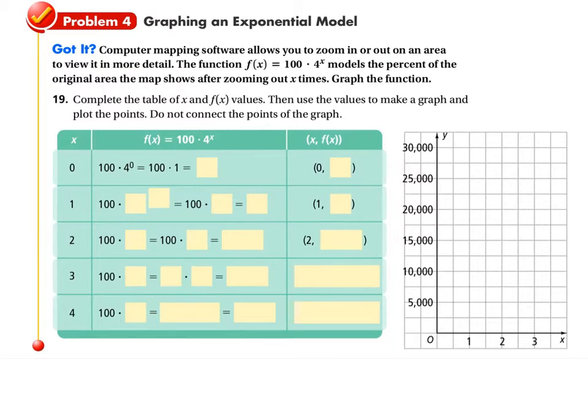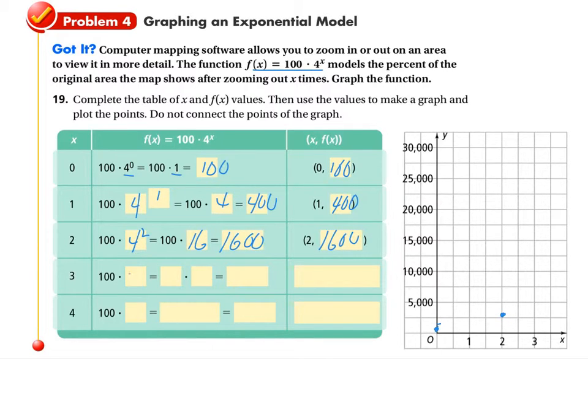In this example, we are using the function 100 times 4 to the x. And we're going to create a table. So when x is 0, it's 4 to the 0, which equals 1, which is 100. So we need to plot 0, 100. When x is 1, it's 4 to the first, which is 4, which is 400. So 1, 400 is the point we're going to plot. X is 2, it's 4 squared, which is 16, which is 1600 I need to plot. So it's 2, 1600.